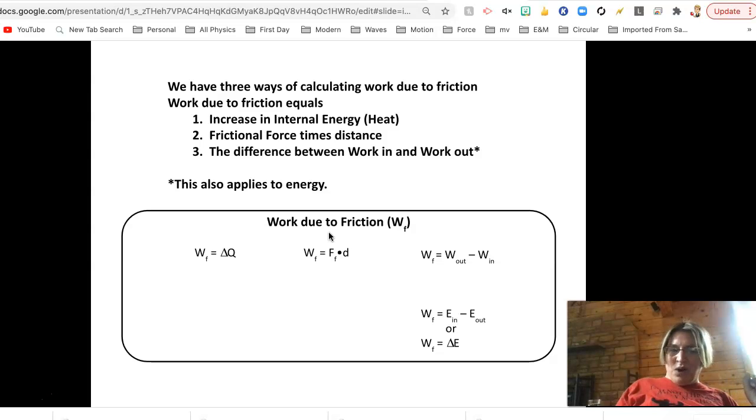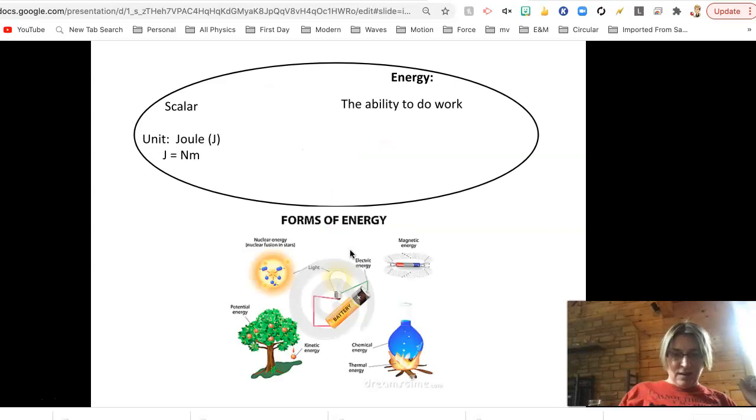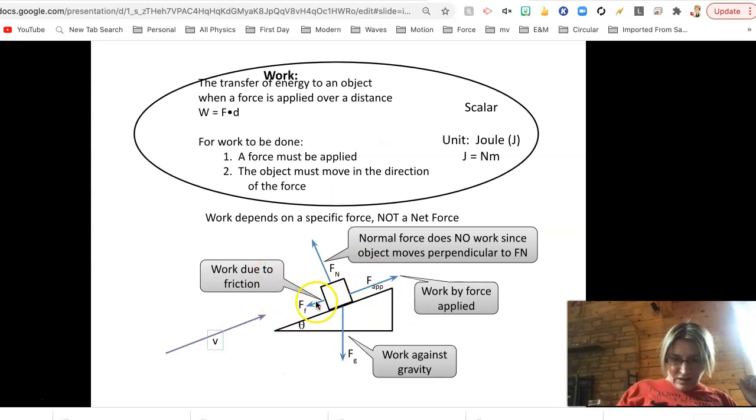And then let's talk about work due to friction. Okay, so we said that work is equal to force times distance. So one of the ways you can figure out work due to friction is to actually look at the frictional force and multiply it by the distance that's parallel to that. All right, if we go back a couple slides, you can see there's this force of friction, and then the distance would be the distance it moves along the ramp that's parallel to that.